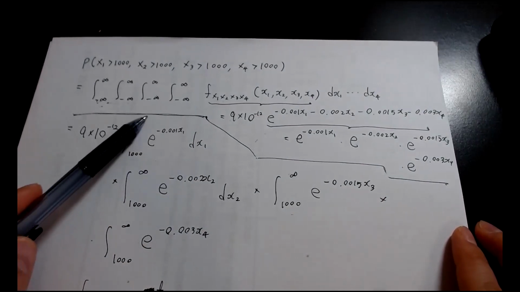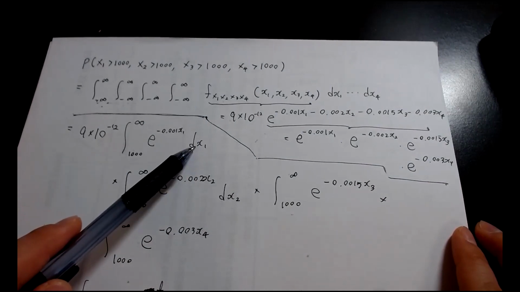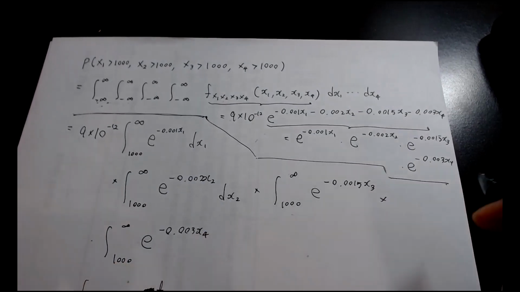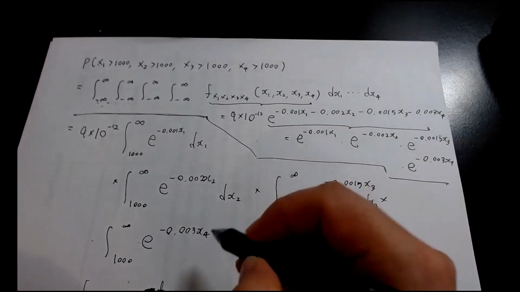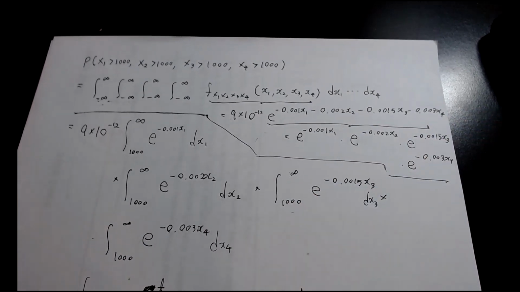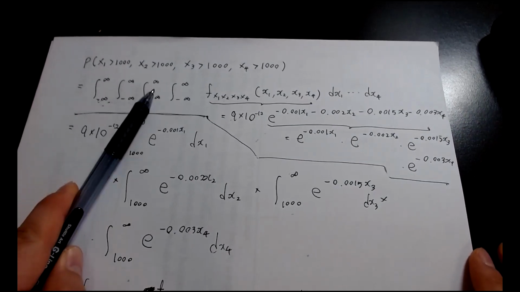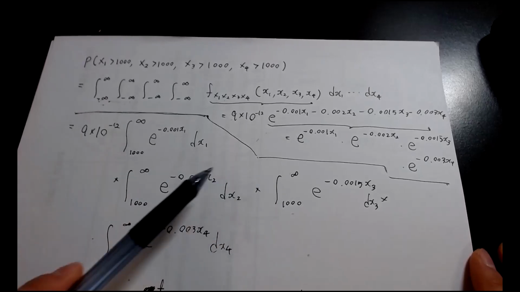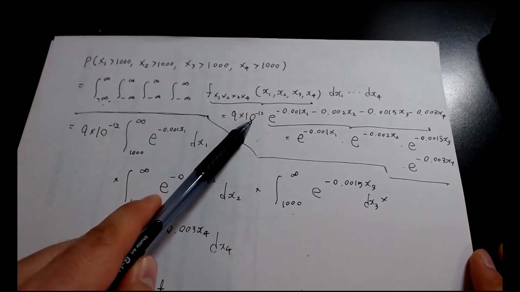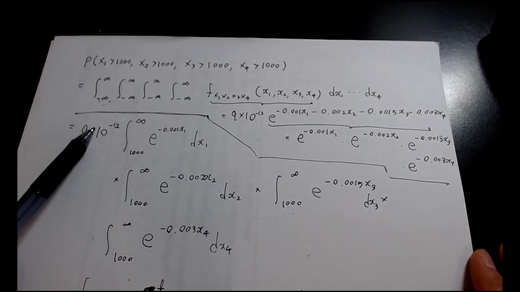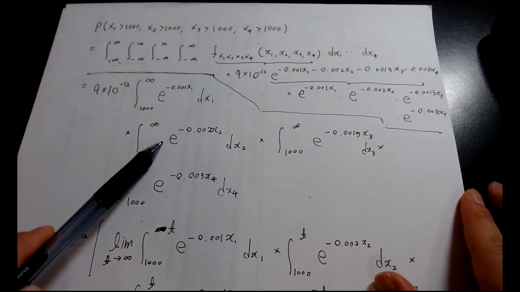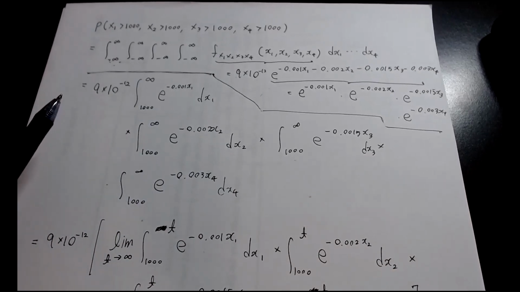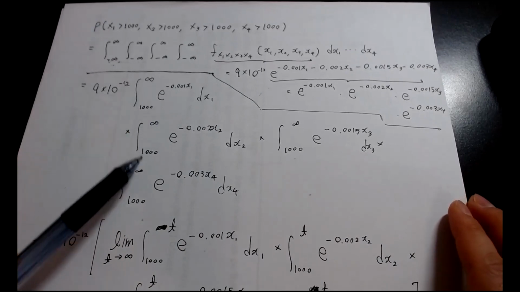Each of these is an integral involving one single random variable: an integral of x1, an integral of x2, an integral of x3, and an integral of x4. So I broke up that multiple integral into a product of four integrals with a single variable each, and I brought the constant, 9 times 10 to the negative 12, out of the integral. Now these are actually improper integrals, since infinity is involved. I believe you learned this in calculus too.